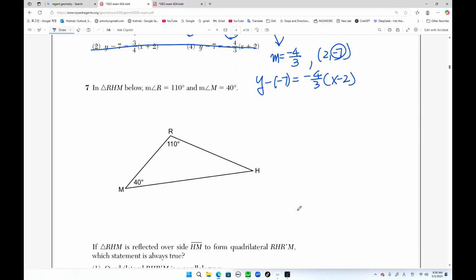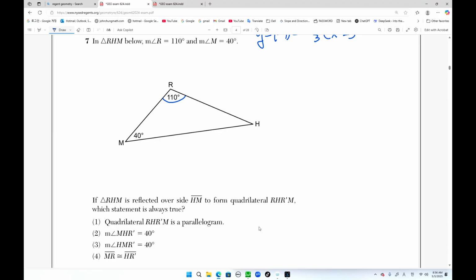Number 7. Angle R is 110, M is 40, but we have a transformation over here, okay? Reflection. HM. HM is over here. So we can make over here. Reflection is always perpendicular and the other side. That's actually a kite, right? Kite. So this is also 40. This is R prime. This is a right angle. This is how much? 110 plus 40 is 150, 180 minus 150 is 30, right?